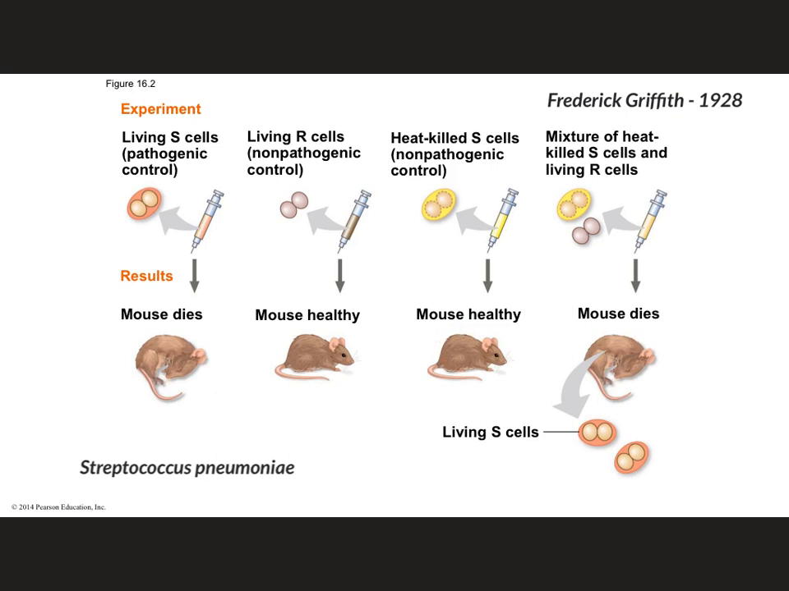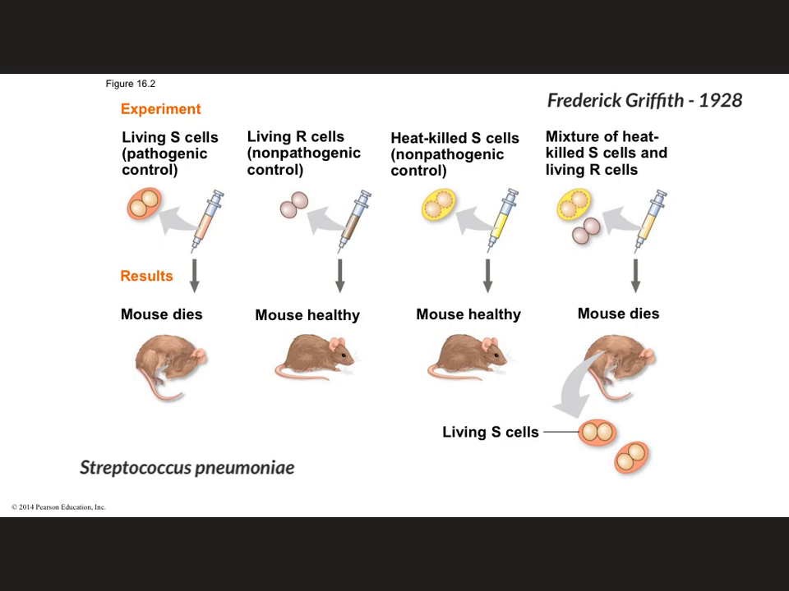The final thing he looked at was taking a mixture of those heat-killed S cells, like he did in the previous experiment, but this time he mixed them with living R cells. Remember, those non-pathogenic control cells. And when he injected these into the mouse, he found that the mouse would develop pneumonia and die.